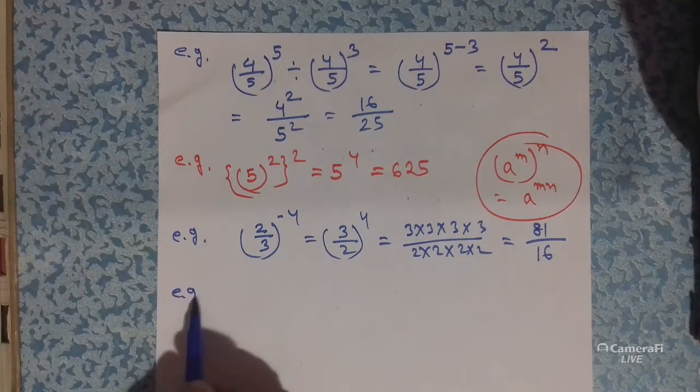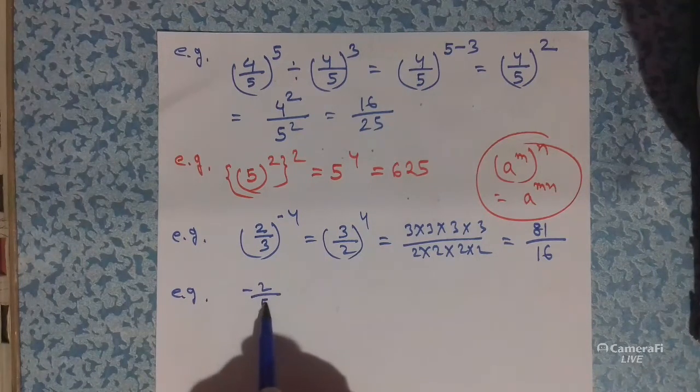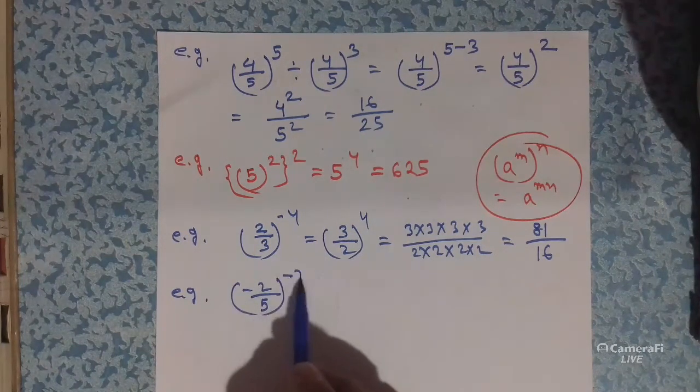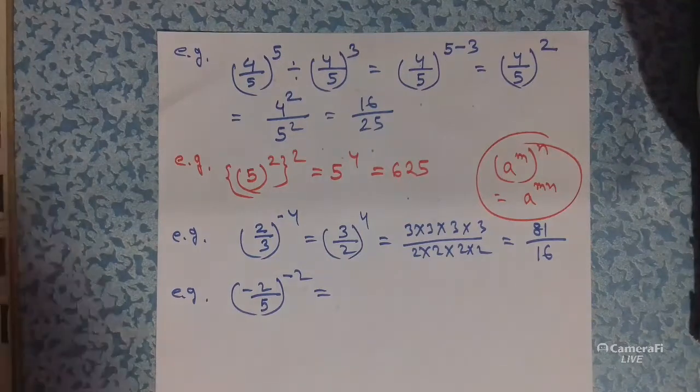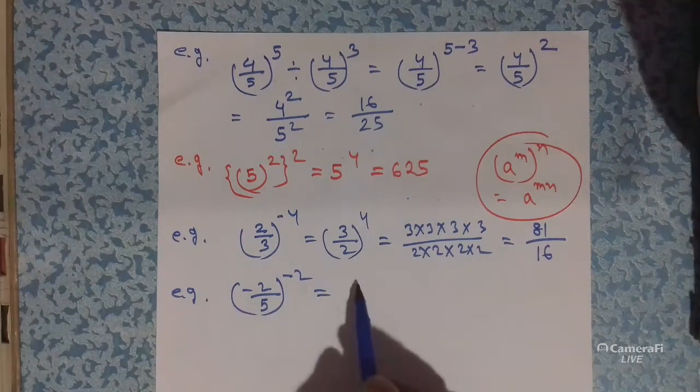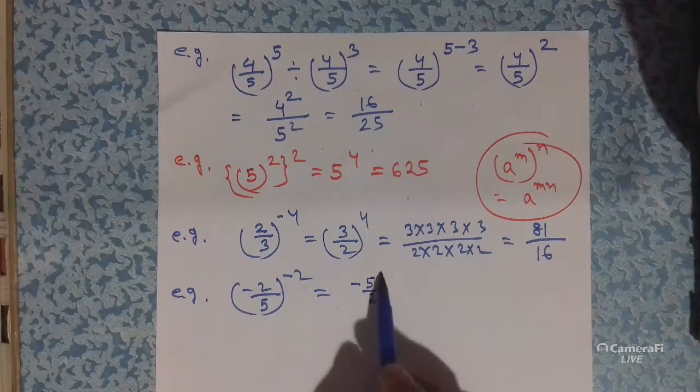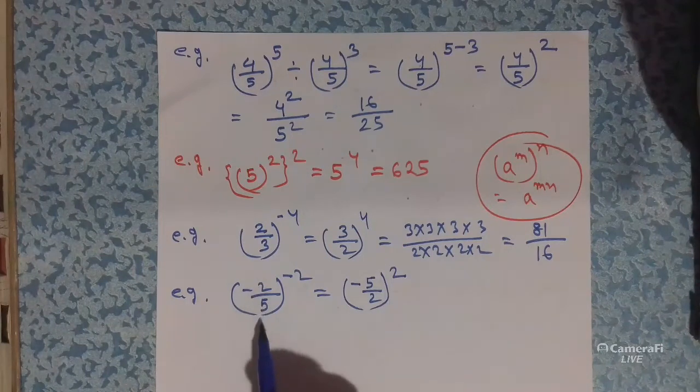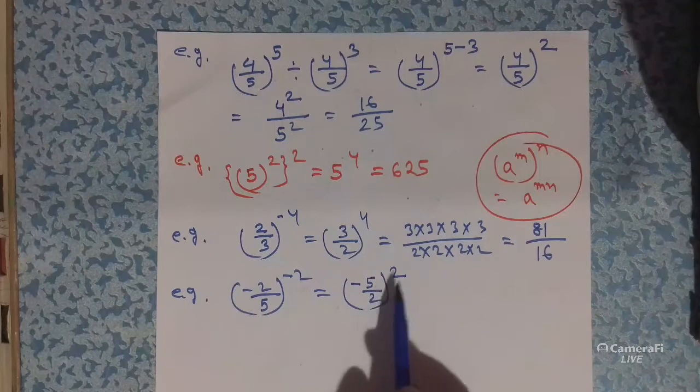But students, if it is (minus 2/5) to the power minus 2, what will you do in this case? You need not change this negative sign into a bracket. You have to convert only this negative exponent into positive. It is minus 2/5, so it should be reciprocal. So it will be (minus 5/2) to the power 2.